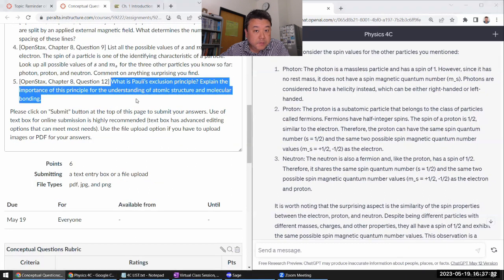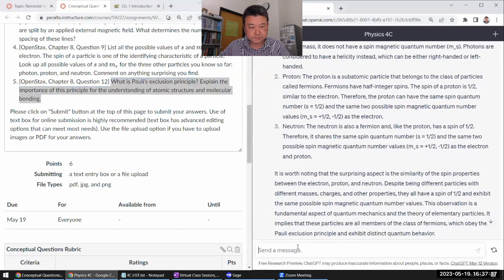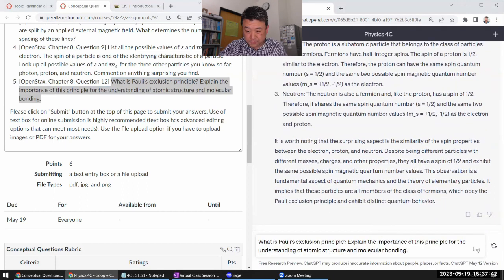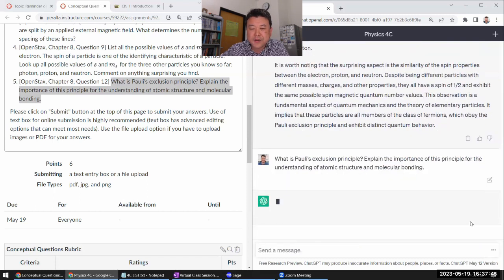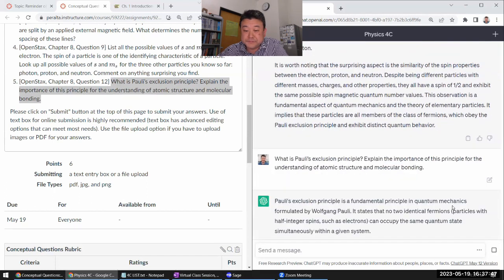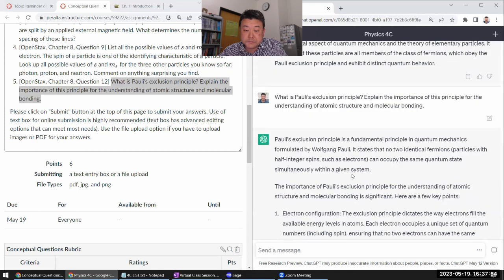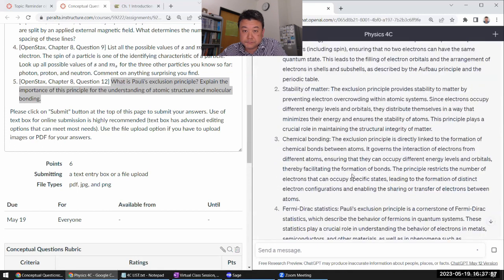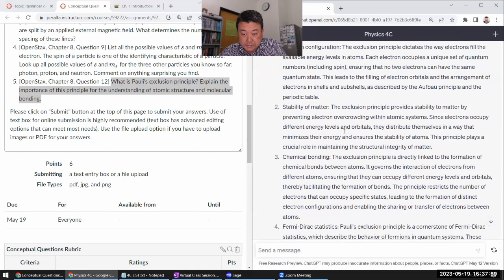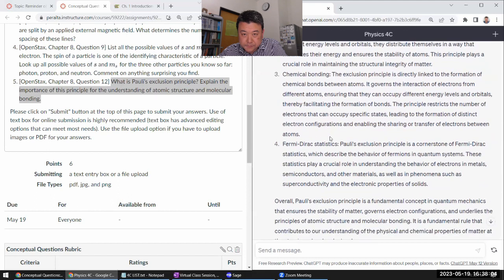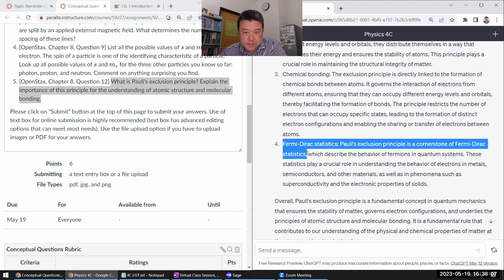So it would be the Pauli exclusion principle. Explain the importance of the spin. I mean, that it determines the periodic table. I think that's what I'm looking for. Atomic structure, electron configuration. It's a little long, but yeah, it's fine.